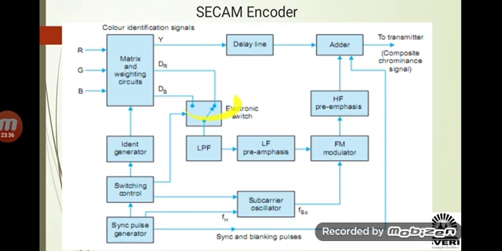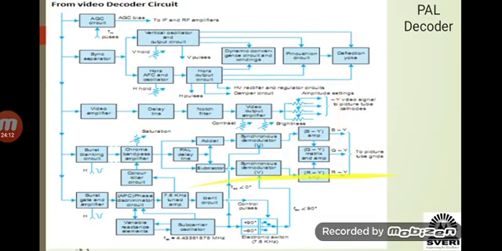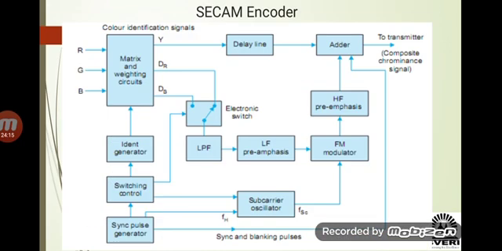Then there is an electronic switch, which is a line by line switch, which ensures that on the first line the DR signal will be transmitted, and on the next line the DB signal will be transmitted. Whenever a color subcarrier is generated, with the help of certain filters, DR only will be modulated for one line, and when the next line comes, DB will be modulated and transmitted through air.